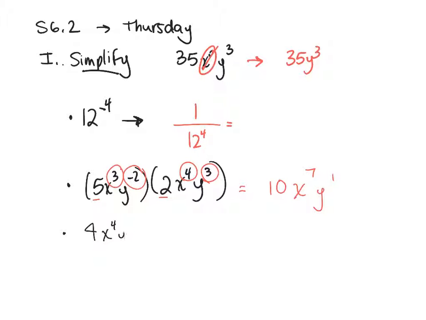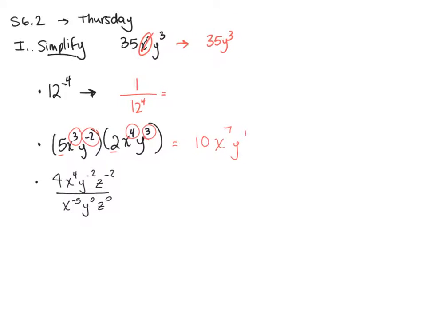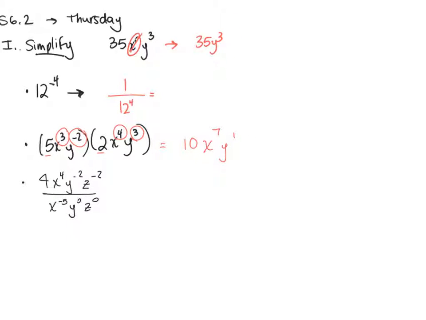Same thing with quotients, division. 4x to the 4, y to the negative 2, z to the negative 2, over x to the negative 5, y to the 0, z to the 0. I would first simplify negative exponents because it makes it easier to work with. So the first thing I would do is I would bring negative exponents to where they belong. So this one would come up top. This one would go to the bottom, as would this. The other ones remain. So 4x4 stays.